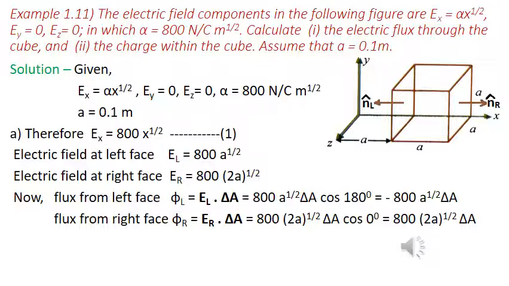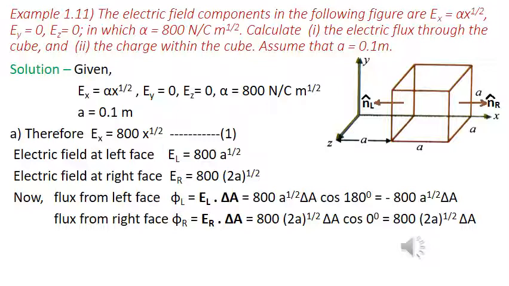Here in the question it is given that there is a cube of side A placed at a distance apart from the origin, and the electric field is towards the positive x direction, and the magnitude is alpha x to the power half, and there is no field along y and z axis. The area vector of the right face and left face of the cube is given in the figure, perpendicular to the face and outward.